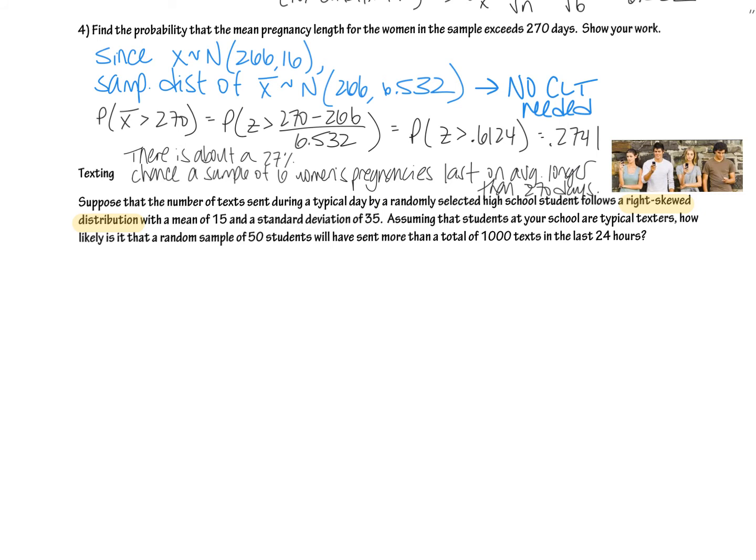Okay, assuming that students in your school are typical texters, so like with this mean and this standard deviation, I guess, how likely is it that a random sample of 50 students will have sent more than a total of 1,000 texts in the last 24 hours? That is kind of a mouthful.